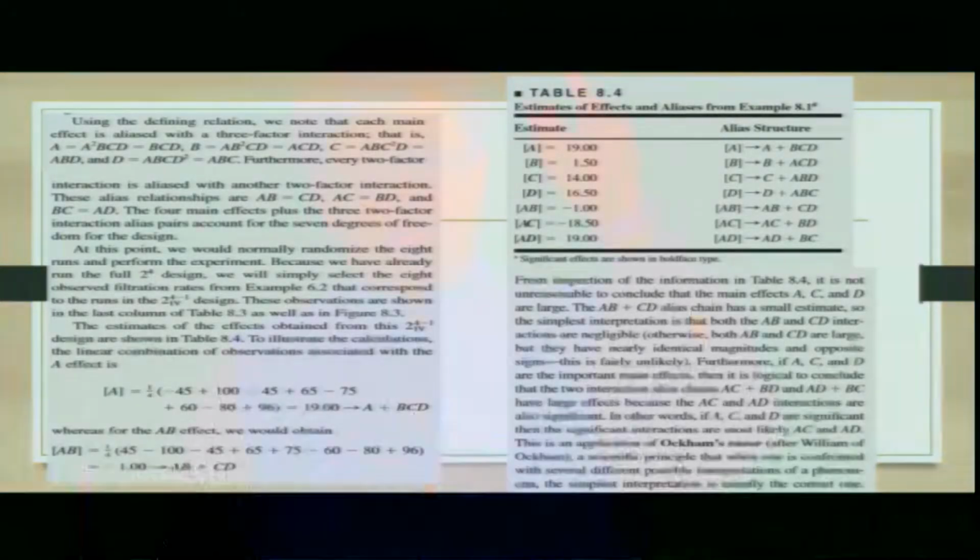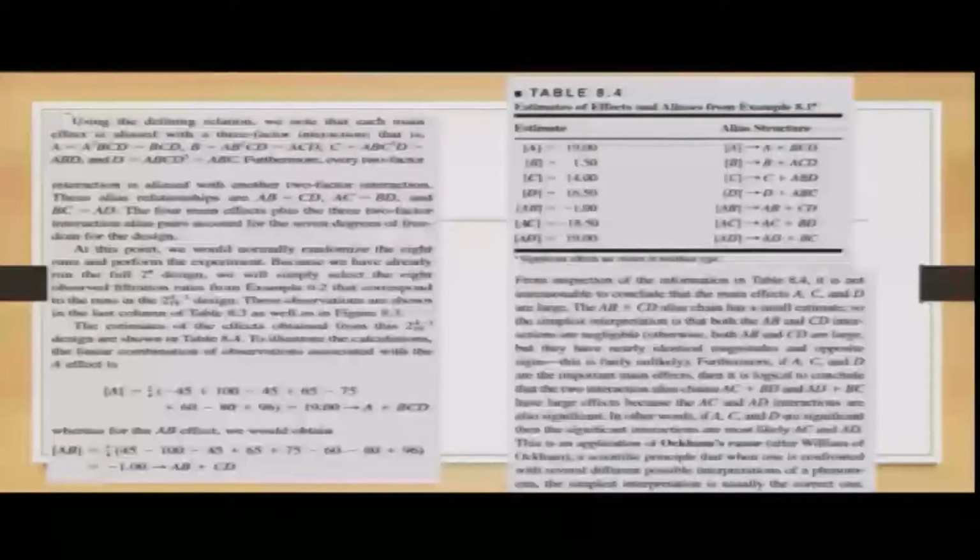At this point we would normally randomize the 8 runs and perform the experiment, but because we have already run the full 2 to the power 4 design, we will simply select the 8 observations in order to make our life much simpler. So, what we are trying to do is convert 2 to the power 4 combinations into 2 to the power 4 minus 1 design, such that the effects come out to the maximum possible extent. These observations are shown in the last column in table 8.3.